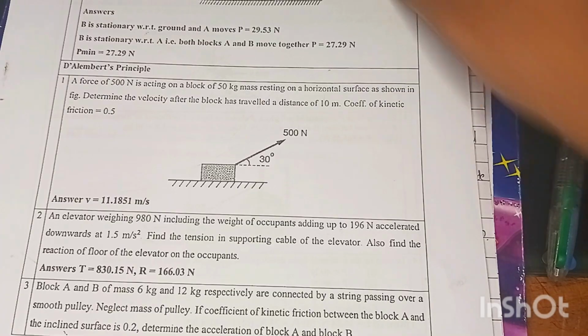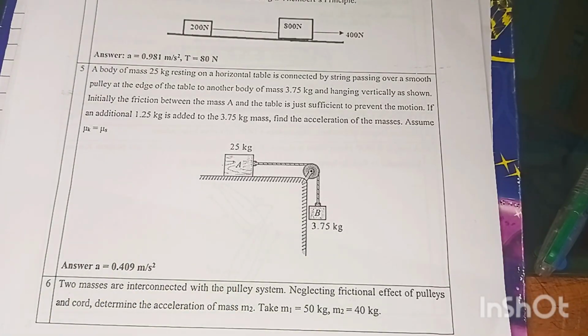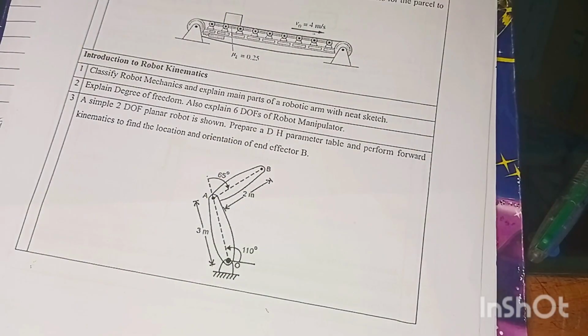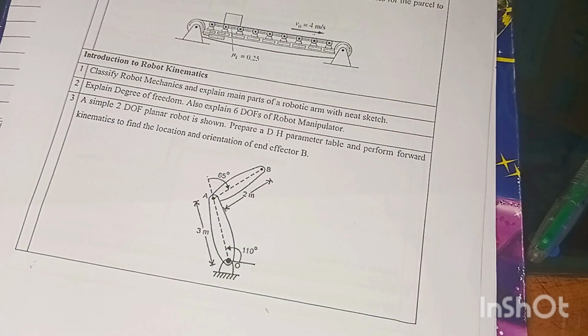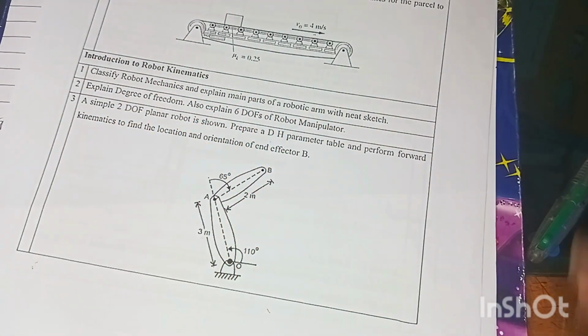For D'Alembert's principle you have to use that concept, and here you have to find the acceleration. Okay, as you see over here. And for the next, there is one question on the impulse momentum principle. It is very easy. And the next module is on introduction to robot kinematics. So for the impulse momentum, I will show you the solution.